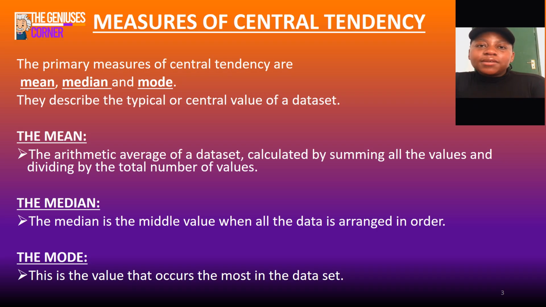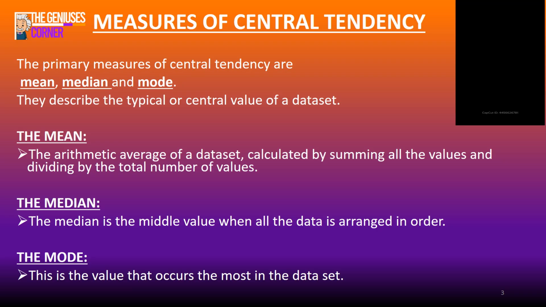Looking at the primary measures of central tendency, and that is our mean, mode, and median. So what is the mean? The mean is our average, right? So it is when we're just trying to find the average. So you just add everything in the data set, then divide by the total number of values. Then the median, when you hear median, just think middle, right? So this is the middle value when all the data is arranged in order. So note that when you're trying to find the median, you need to arrange your data in order. Then the mode is the number that occurs the most in our data set. So that number that keeps on repeating and repeating, that is our mode.